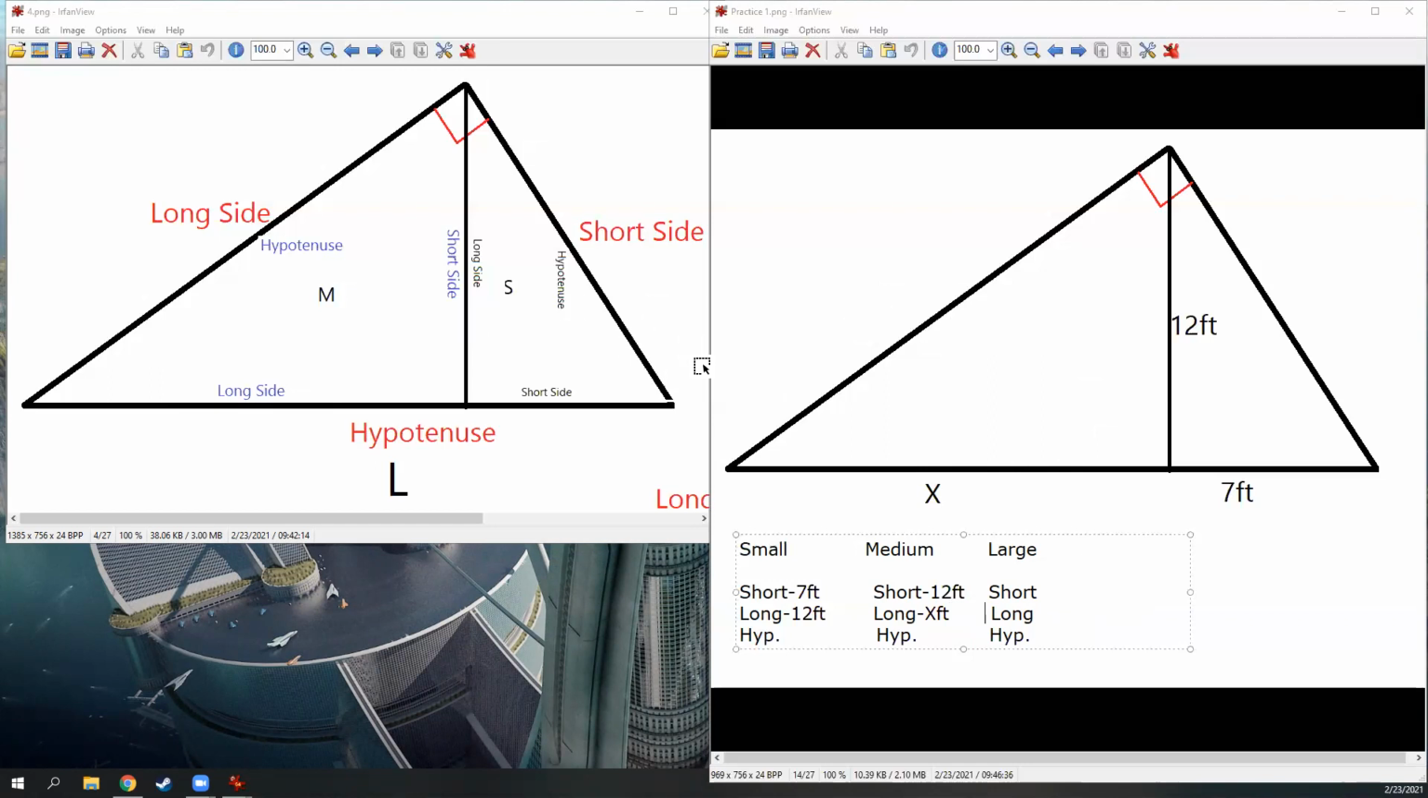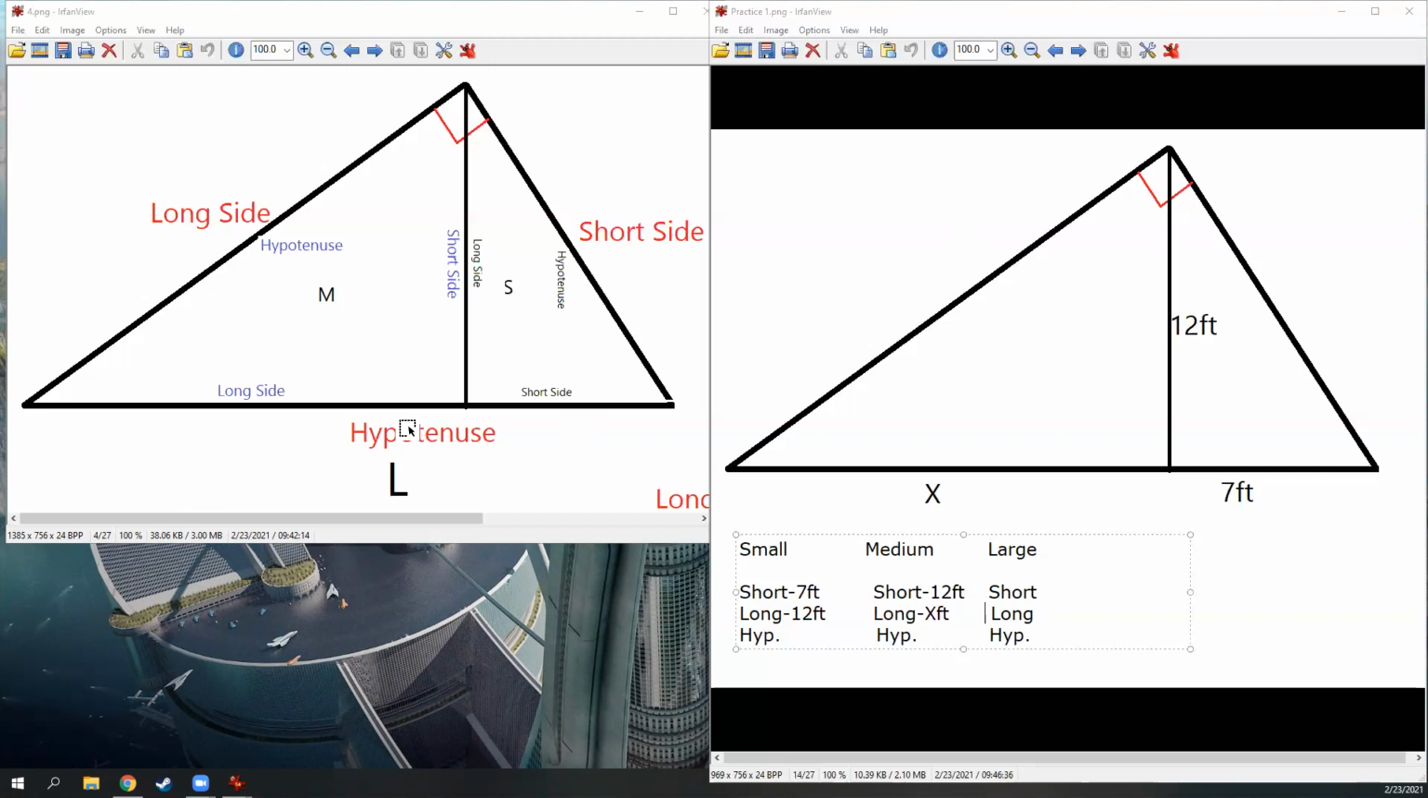So move on to the large triangle. The large triangle's short side is right here, but I don't have anything there. The large triangle's long side is right here, and I don't have anything there either. Not looking good for the large triangle. And then the large triangle's hypotenuse is down here.